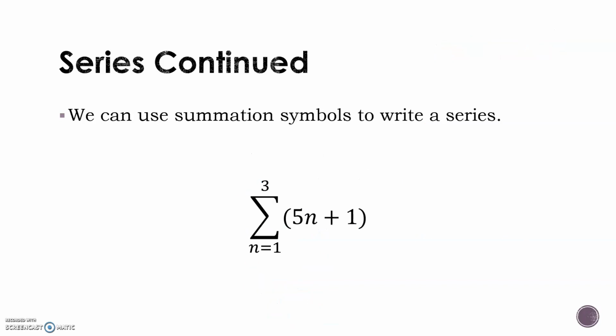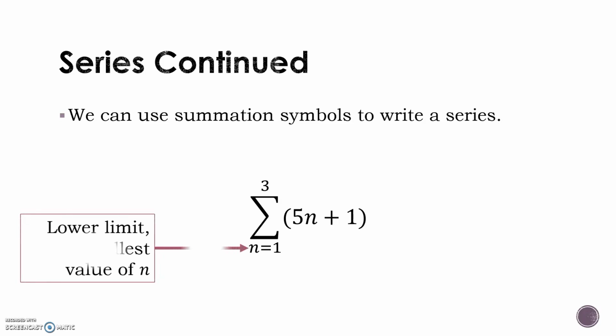We can also use summation notation to write a series. This is an example of summation notation. We've got some important things here. This is the lower limit. What is the smallest value of n? Are we starting with the first term? We'll even look at some examples where we start with the second or third term. There are cases in the real world where you would do that, but we can talk about that at a later time. You've got the upper limit.